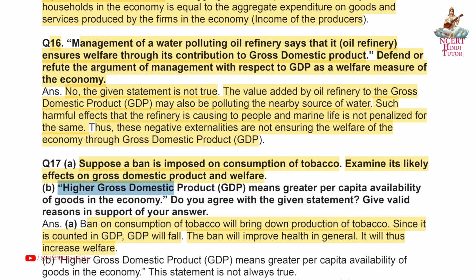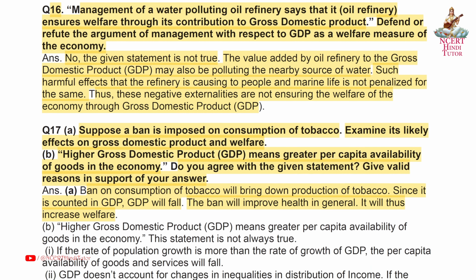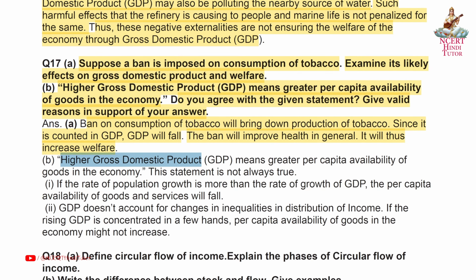B. Higher gross domestic product GDP means greater per capita availability of goods in the economy. Do you agree with the given statement? Give valid reasons in support of your answer. Answer. Higher gross domestic product GDP means greater per capita availability of goods in the economy. This statement is not always true.